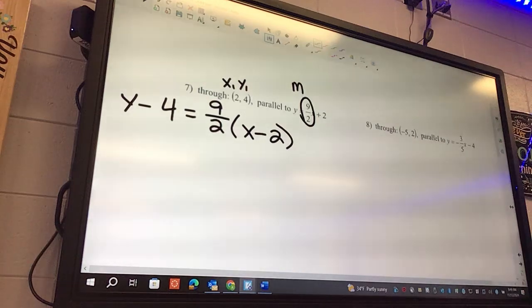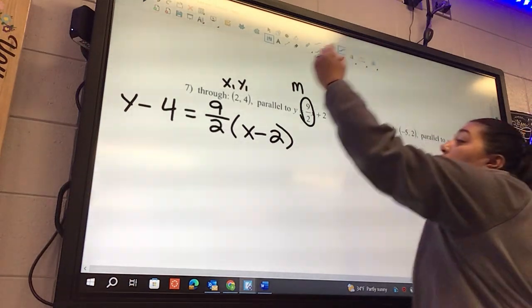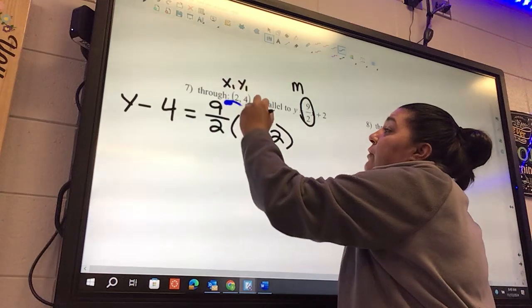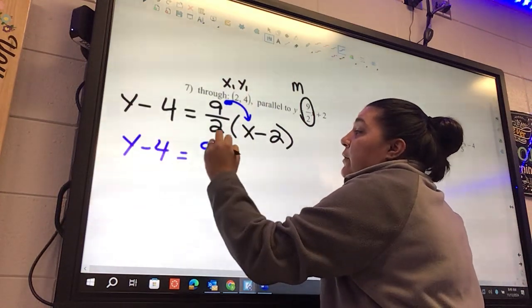Okay, the same we did before. If you have two negatives, now would be the time to change it. Okay, do we? No. So our next step is going to be to distribute. Okay, the first part is super easy. 9 over 2 times x is going to be 9 over 2x.